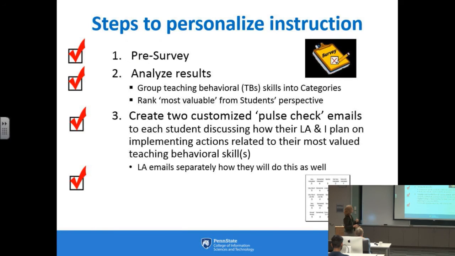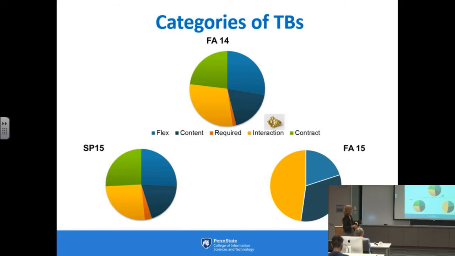Okay, so we don't have to go through all this. This is just what I said. Okay, so here are some of the categories of teaching behaviors. Flexibility in the online course. Content, required. Notice required over the 3 semesters is almost non-existent. Teaching behaviors I've grouped into what is required of me teaching in the online environment. The only explanation I can think of right now is that it's required. They wouldn't be in my course unless they had already met those requirements. So that teaching behavior is almost non-existent.